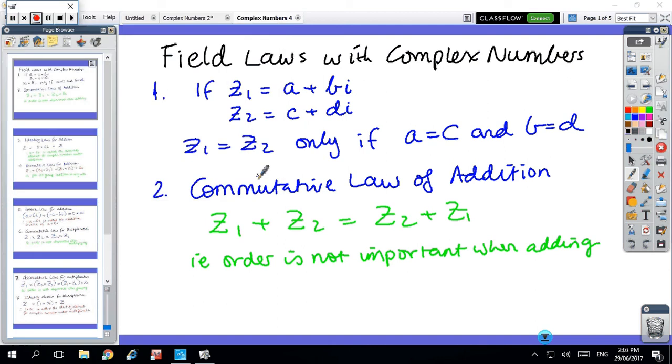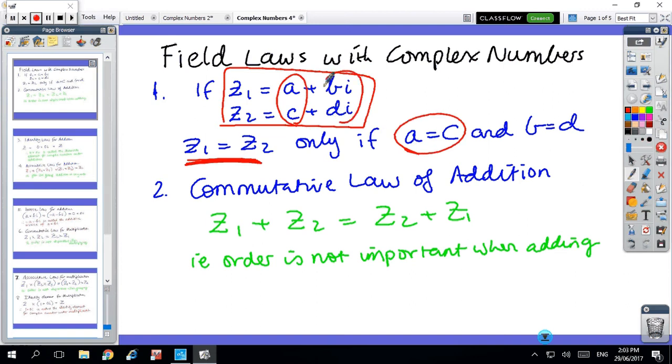Okay, so in this video we're looking at some of the laws, and again there's not many questions I can ask, but we need to go through the laws just so you know what you can do with complex numbers. Okay, so the first law, which is sort of most common sense: if I've got two complex numbers, Z1 and Z2, the only time they can equal each other is if the real parts are equal and the imaginary parts are equal. So it's pretty much a common sense one.